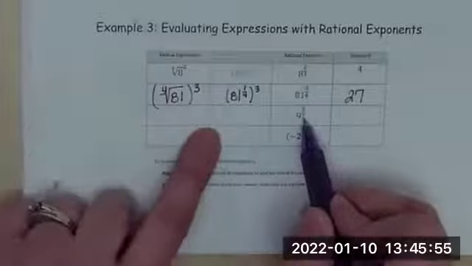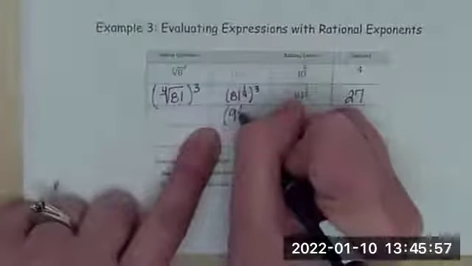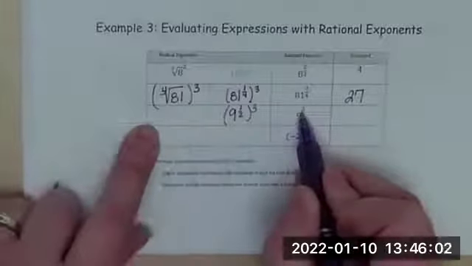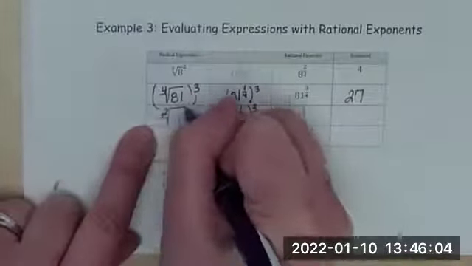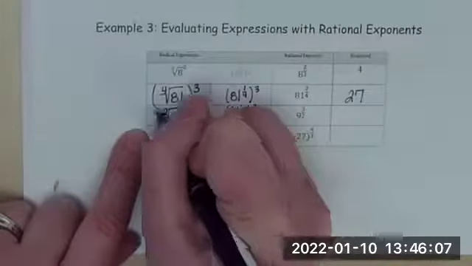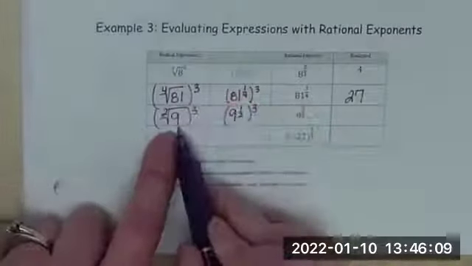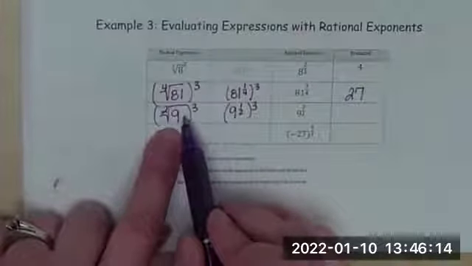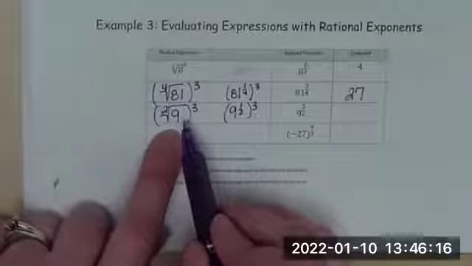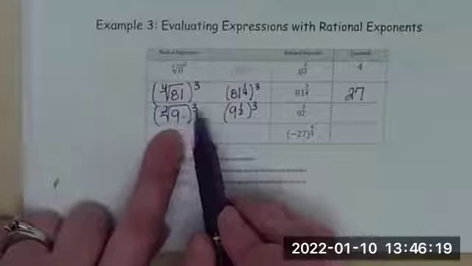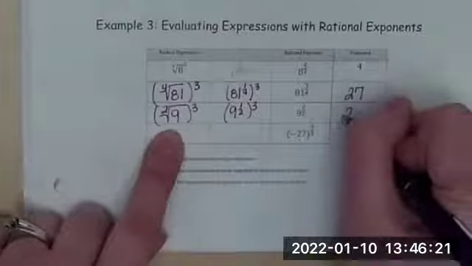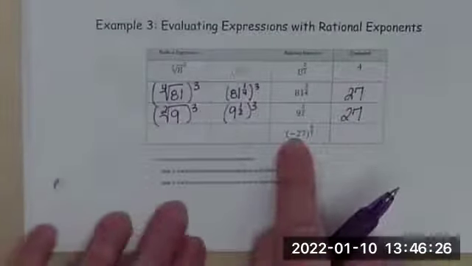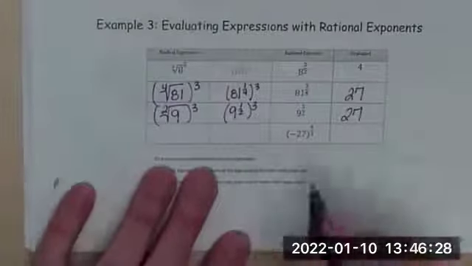So how would I rewrite this? Well, that would be 9 to the 1/2 times 3. So I have the square root of 9 cubed. Now, the square root of 9 is going to be 3, and 3 cubed is going to give us 27.